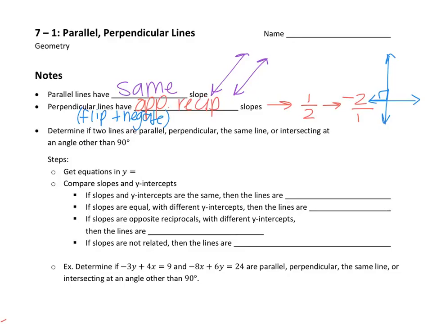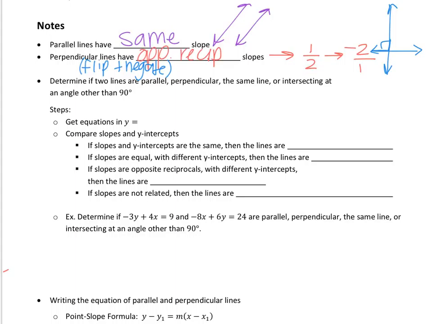Sometimes you're asked to determine if lines are parallel, perpendicular, the same line, or intersecting at an angle other than 90. And in order to do this, you first need to get the equations in y equals. Always get your equations in y equals. After that, we get to compare the slopes and the y-intercepts. Remember that the slope in a linear equation is the m, and the y-intercept is the b.